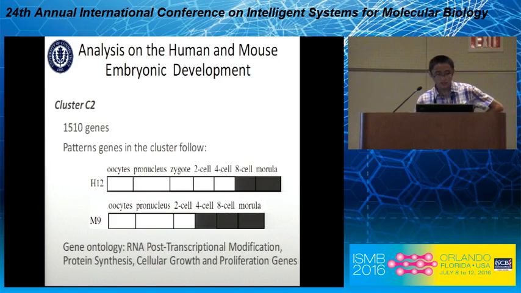The second cluster has 1,510 genes, and the patterns associated with these genes are H12 and M9. These 2 patterns are similar. They both have high expression levels in the last few stages. So this reveals some similarity between human and mouse in their early embryonic development. These are the biological functions the genes in this cluster have.